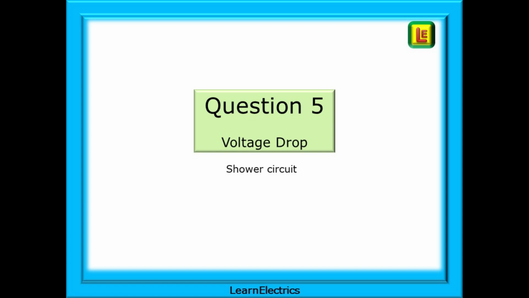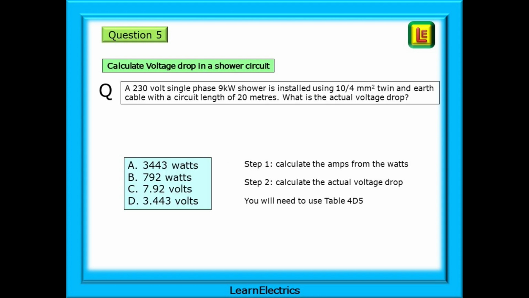Question number 5. A 230 volt single phase 9 kilowatt shower is installed using 10 by 4 square millimeter twin and earth cable with a circuit length of 20 meters. What is the actual voltage drop? To begin, calculate the amps from the watts. Then calculate the actual voltage drop. You will need to use table 4D5 on page 456. Pause the video, choose your answer.